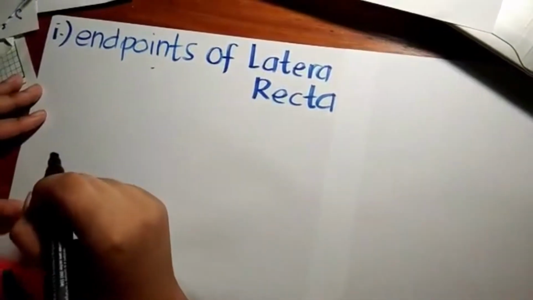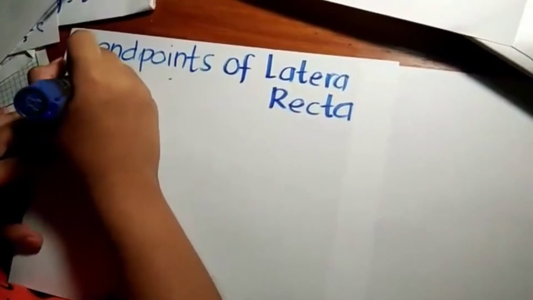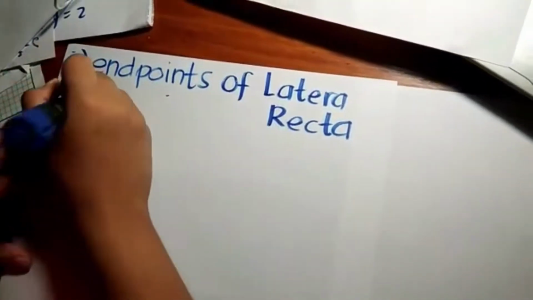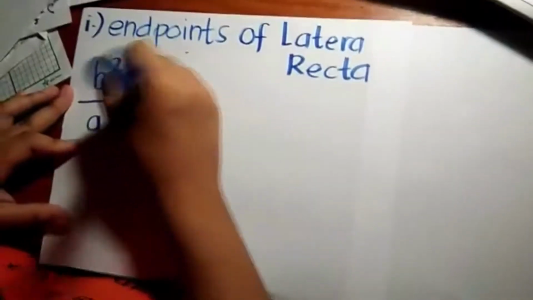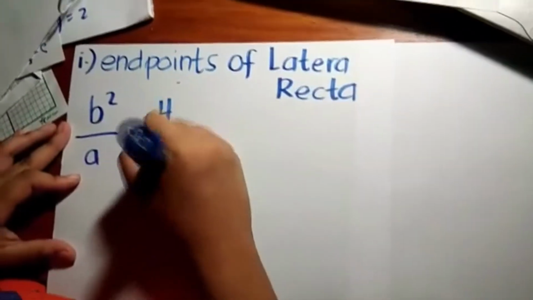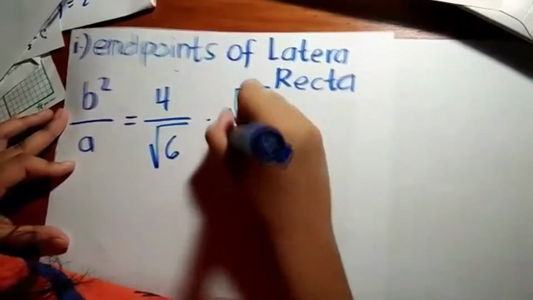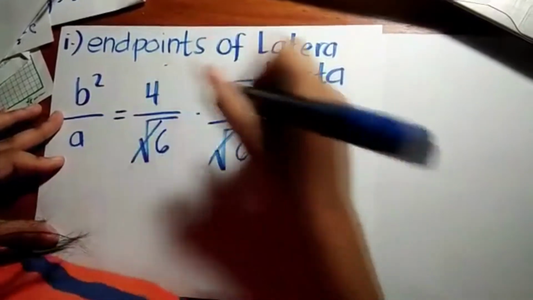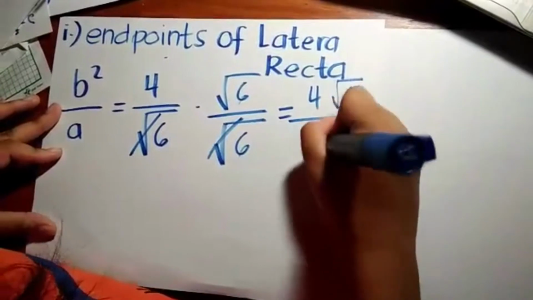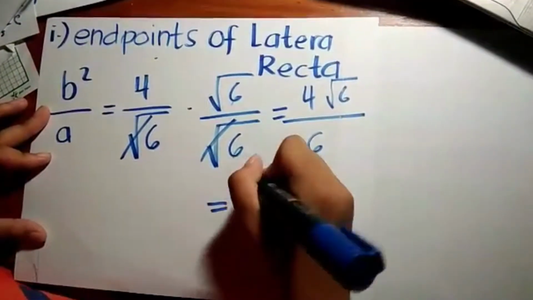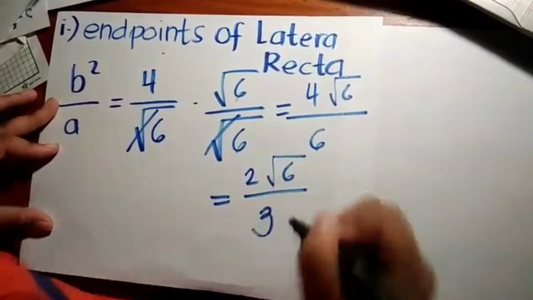For the endpoints of the lateral recta, this would be our formula, which is half of the lateral recta formula from a while ago, which is b squared over a. Our b squared would be 4 over square root of 6. Rationalize, that would be 4 square root of 6 over 6. In simplest form, that would be 2 square root of 6 over 3.